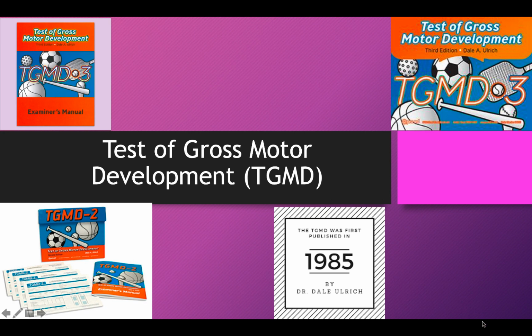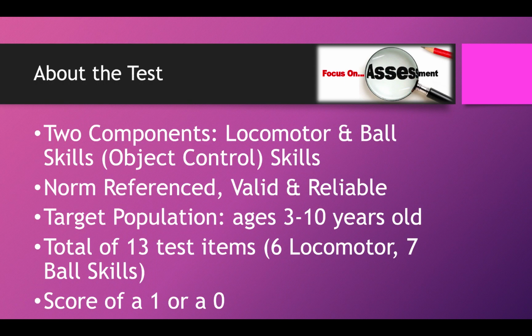Dale Ulrich. He is still the main author of TGMD, now the 3rd edition. This is what the 2nd edition looked like and the score sheet. And now each of you saw TGMD-3 score sheets from our previous class last Thursday. So just some more information about the test. There are 2 components, locomotor and ball skills, previously called object control skills.